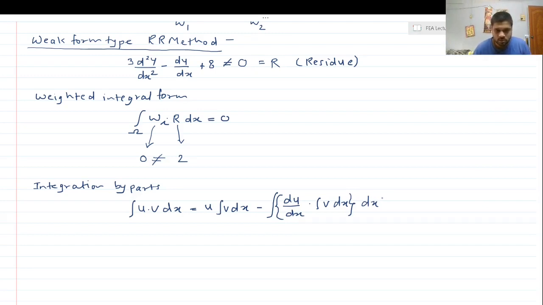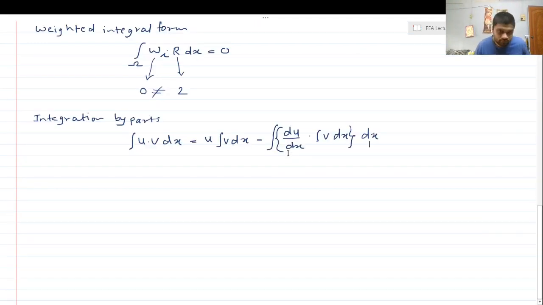Now if you remember, this we applied for the indefinite integrals. But if we have to apply it for definite integrals, there will be limits coming. The limits for this differential equation are between 0 to 1. So if I have to apply this for this particular residual equation, I will have to first simplify this particular term. So how will I do that?